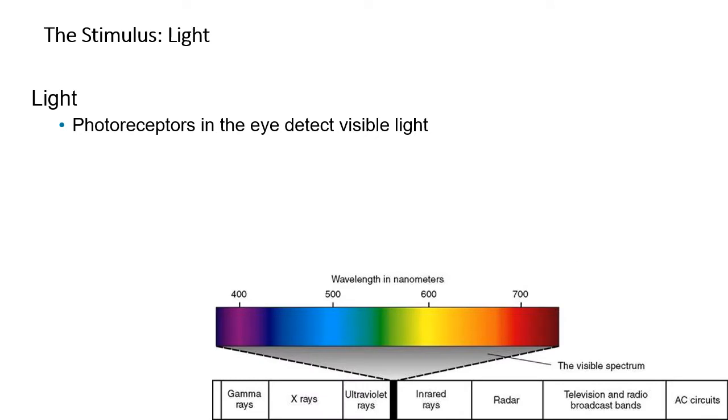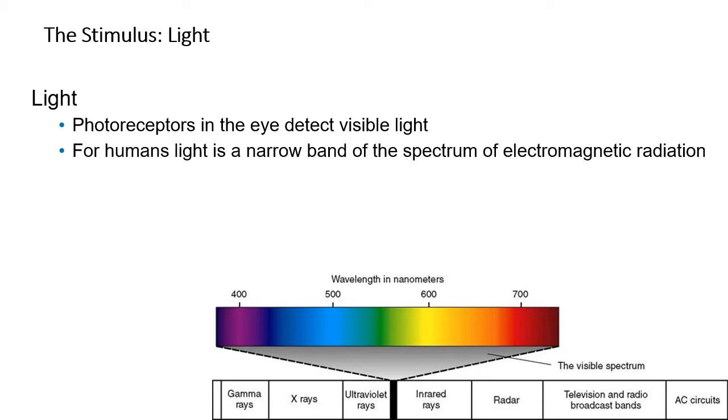Now let's talk about vision itself. If we're talking about vision, the first thing we have to talk about is the stimulus. Part of sensation is the stimulus from the environment. For vision, the stimulus is light. The photoreceptors in the eye will detect visible light, which is the light hitting the different receptors in the eye. For humans, it's a very narrow band. It's a narrow band of the electromagnetic spectrum that we can see.